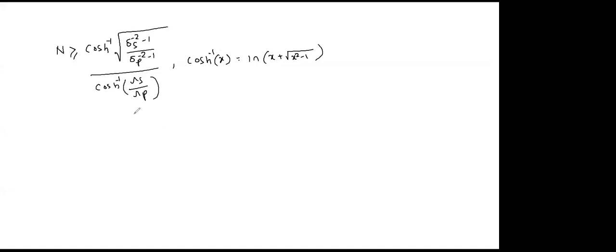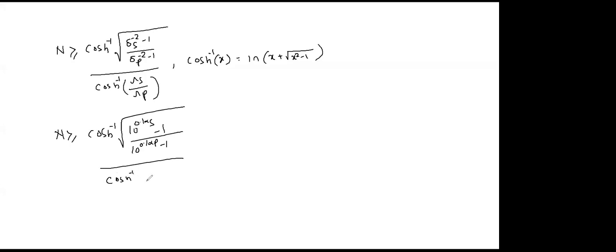So by using this formula, or we can write it like this, n greater than or equal to cosh inverse of square root of (10 to power 0.1 αs minus 1) by (10 to power 0.1 αp minus 1), divided by cosh inverse of ωs by ωp. Now by using this formula, we can find the order of a Chebyshev filter.